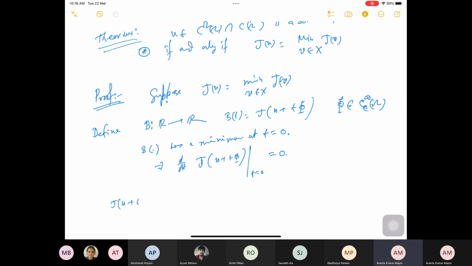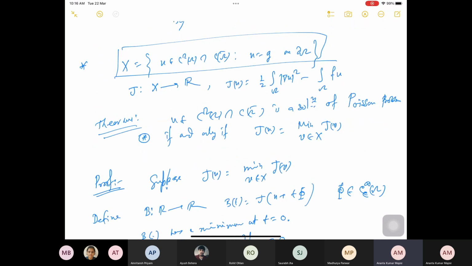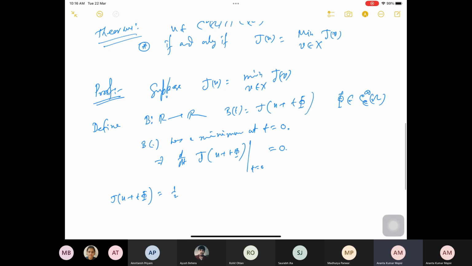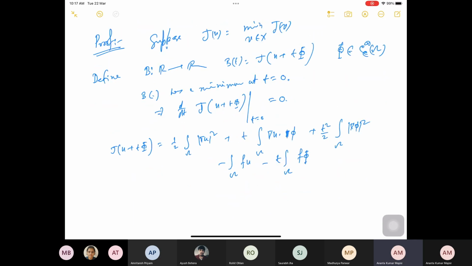Okay, so let us try to find out what my J of u plus t phi is. J is this one, so you replace u by u plus t phi. Then what I have is half of the integral over omega of gradient u squared, plus t times the integral over omega of gradient u dot gradient phi, plus t squared by 2 times the integral over omega of gradient phi squared, minus the integral over omega of f u, minus t times the integral over omega of f phi. Okay, is it not? Always with dx and so on.